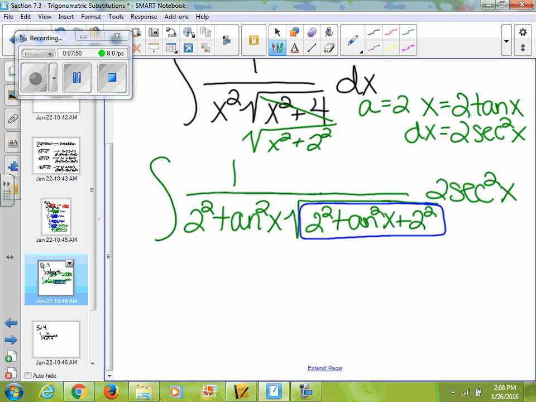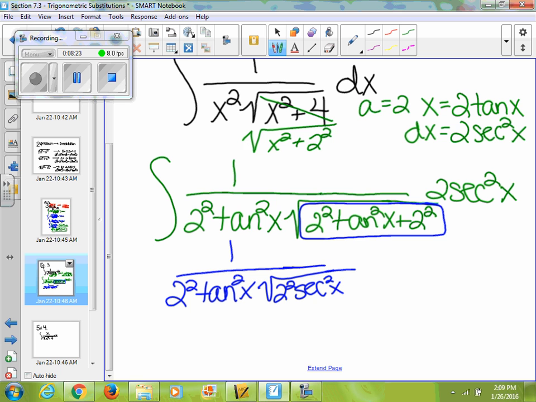What can we replace what's inside my square root with? If I have a squared tangent squared plus a squared, what is that replaced with? A squared secant squared. Okay. So this would still be 2 squared tangent squared of x, and the square root gets replaced with a squared, which is 2 squared secant squared. And I still have 2 secant squared of x outside.